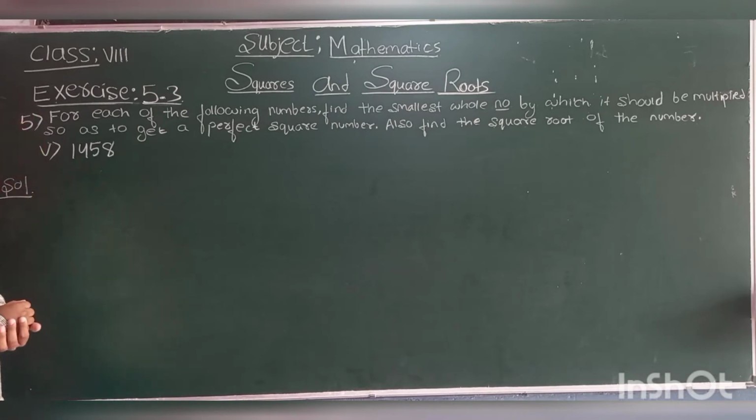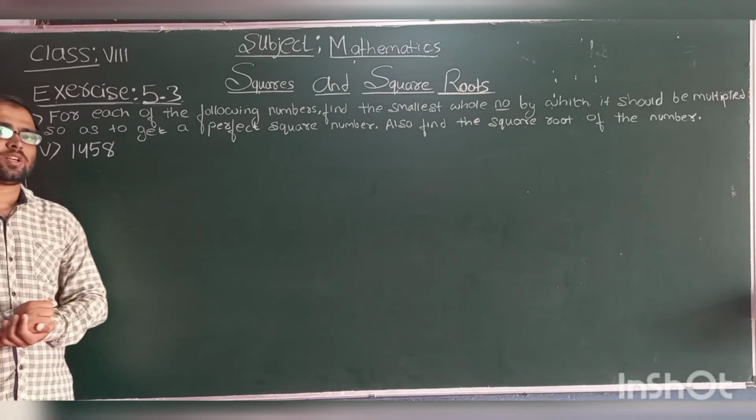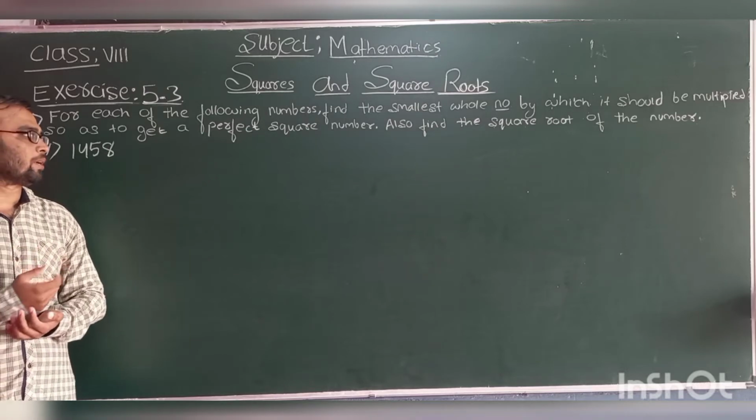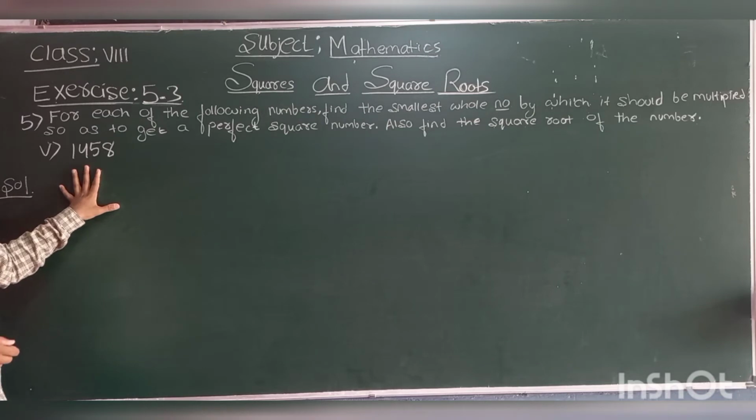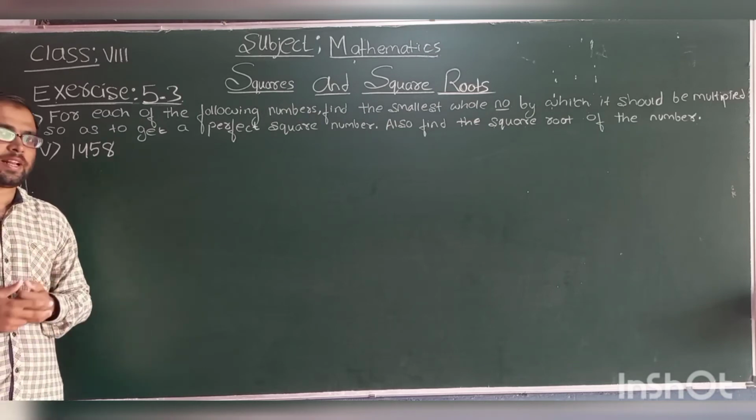So what is there? 1458. Okay, so here we need to find the number so that when we multiply that number to this, we'll get a perfect square. Okay, so again what do we need to do? We need to factorize this number.